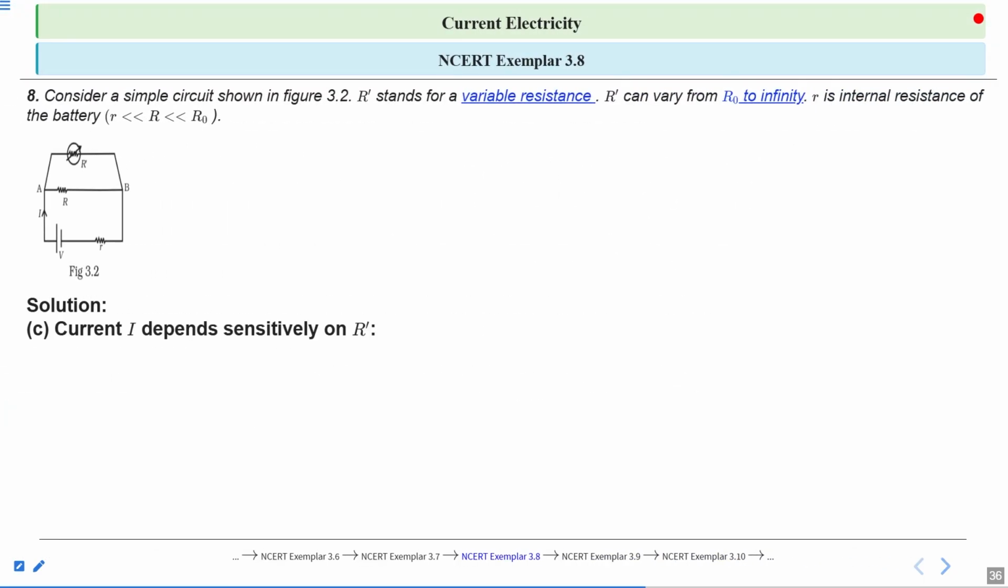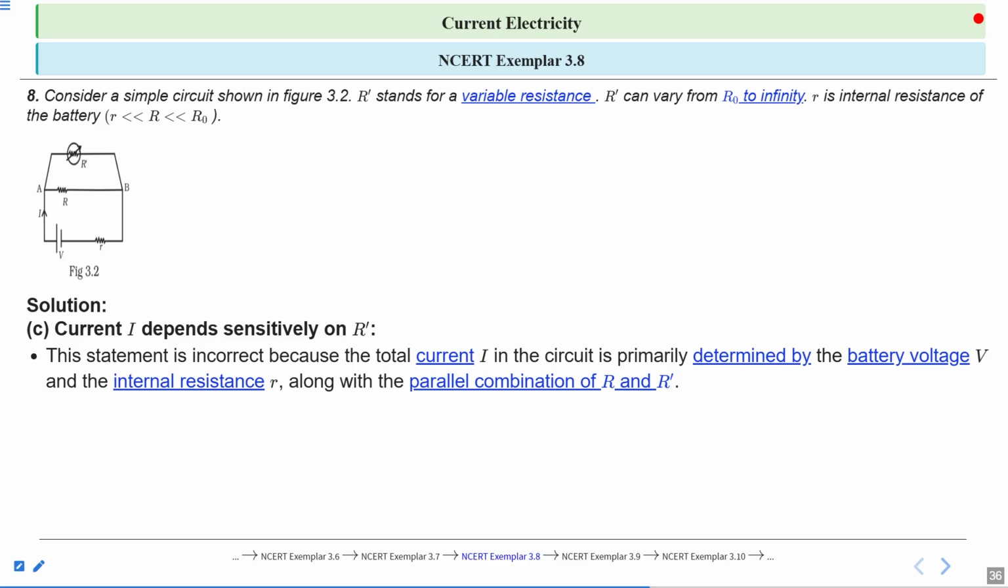So why is option C incorrect? What was option C? Current I depends sensitively on R dash. Now they are talking about current I in the outer circuit, that is the total current flowing through the circuit before splitting at point A. This statement is incorrect because current I in the circuit is primarily determined by the battery voltage and internal resistance along with the parallel combination of R and R dash.